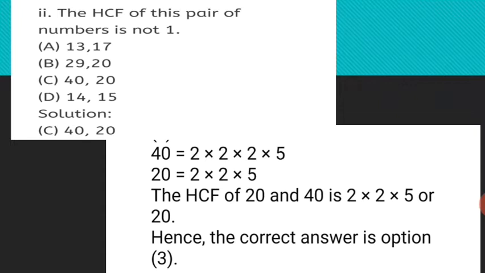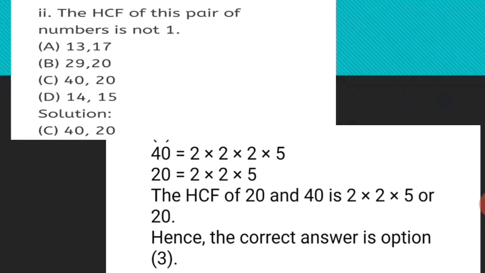Find the factors of 40 and 20. Then find the HCF by multiplying the common factors. And we come to know that the factors of 40 and 20 which are in common are 2 into 2 into 5, that is 20 is the HCF. Means 1 is not their HCF. Hence the correct option is 3.